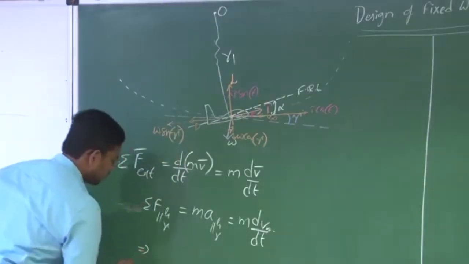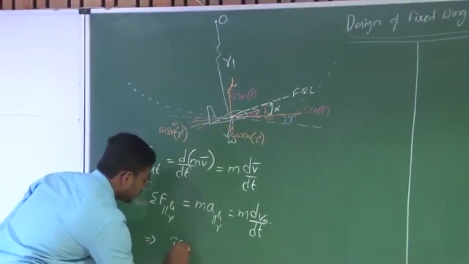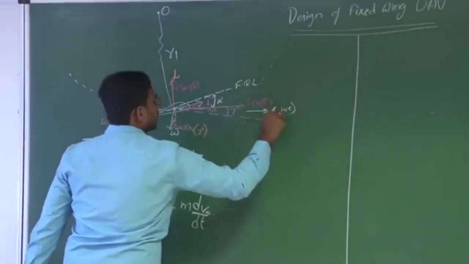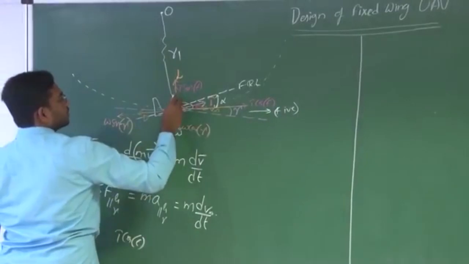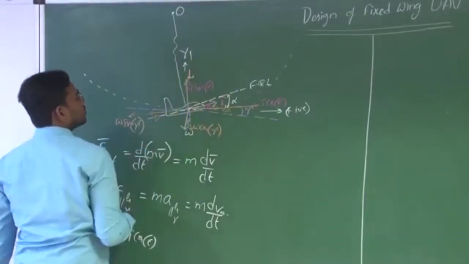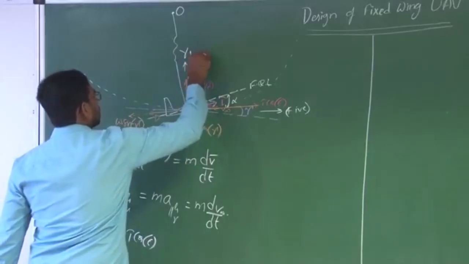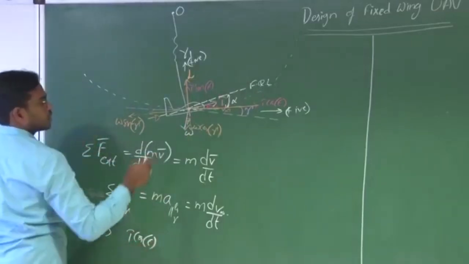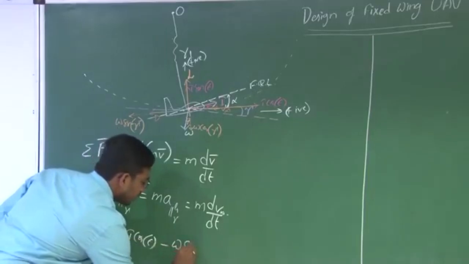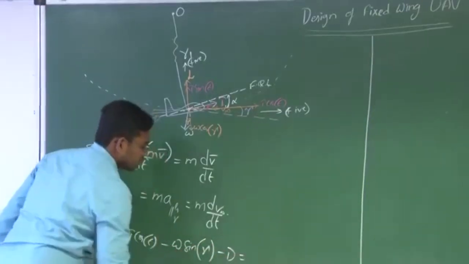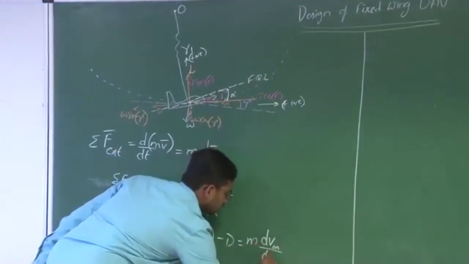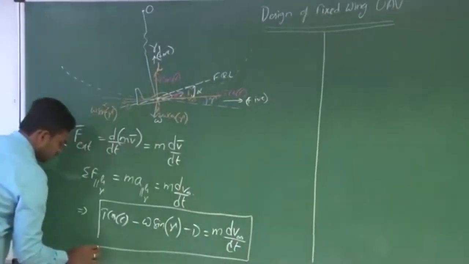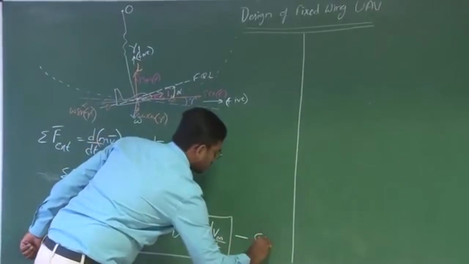With this, we can write the equation here as T cos epsilon, assuming this is the positive direction of the axis system, so the forces along this direction are positive. So T cos epsilon is one force acting along that direction, minus W sin gamma, minus D, is equal to m dV by dt. This was our first equation, general equation 1.